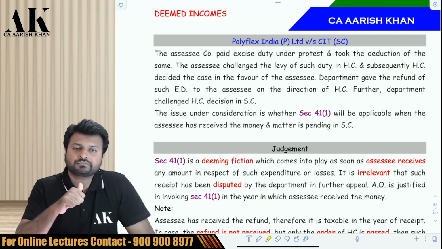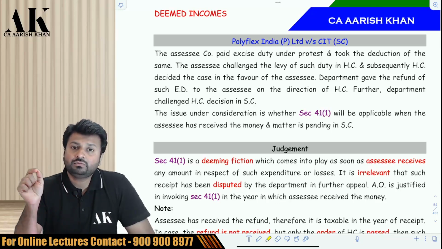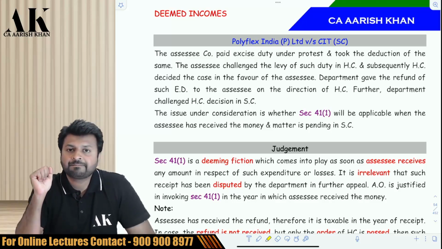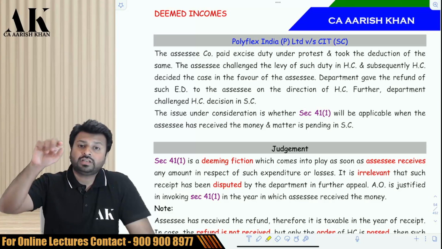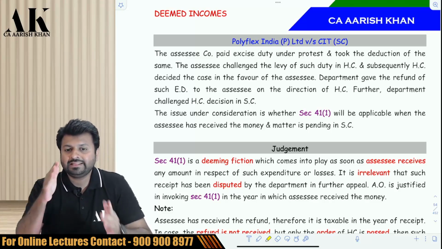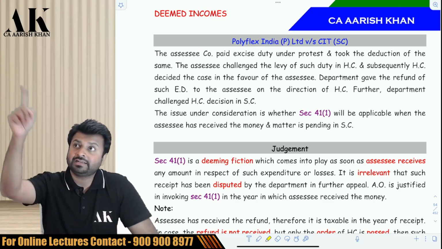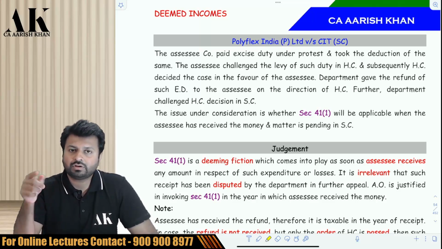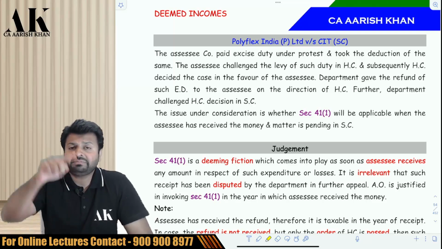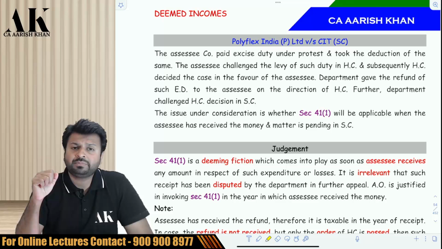Matter went to High Court. In High Court, assessee won the case. Because assessee won the case, assessee got the refund of excise. And because assessee got the refund of excise, the department was aggrieved and department filed the case in Supreme Court. In the meanwhile, assessee got the refund of excise and the matter is in Supreme Court, because High Court has given the judgment in the favor of assessee. So assessee got the refund. But the department has filed an appeal in the Supreme Court.